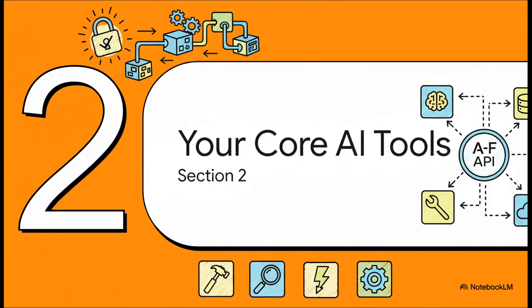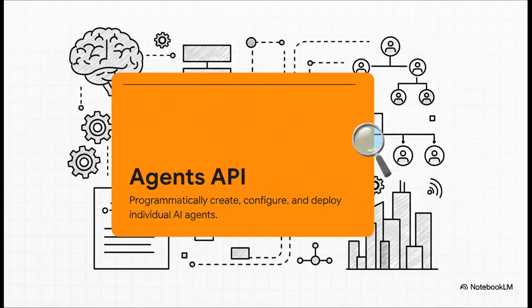So you're in. You're authenticated. Now what? What can you actually do with this thing? This, my friends, is where the real power is. Let's take a look at the core tools you'll be using. Okay, at the very heart of everything is the Agents API. I want you to think of this as your command center. It's where you forge your autonomous AI.